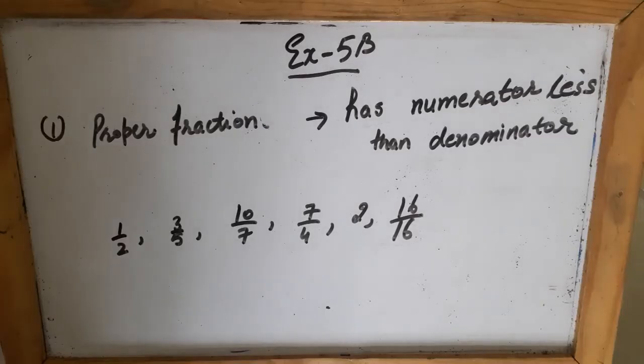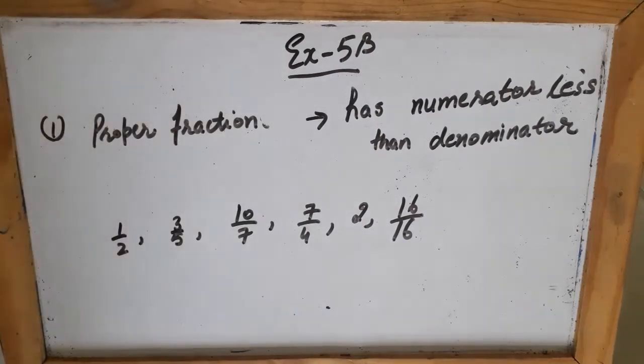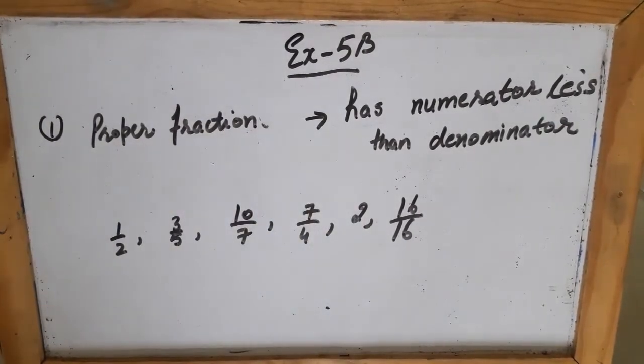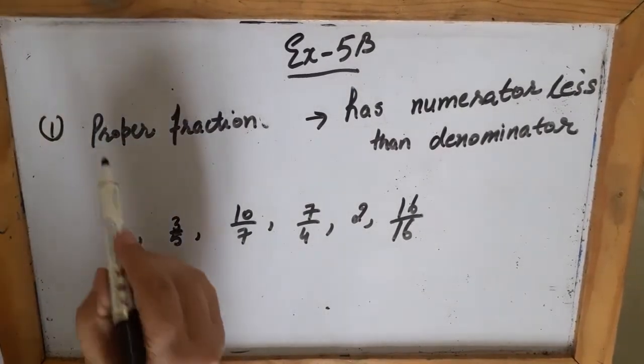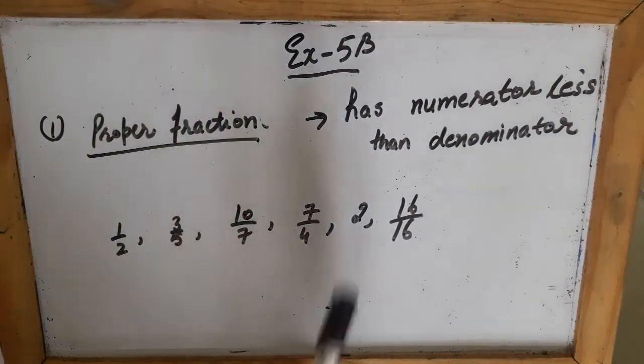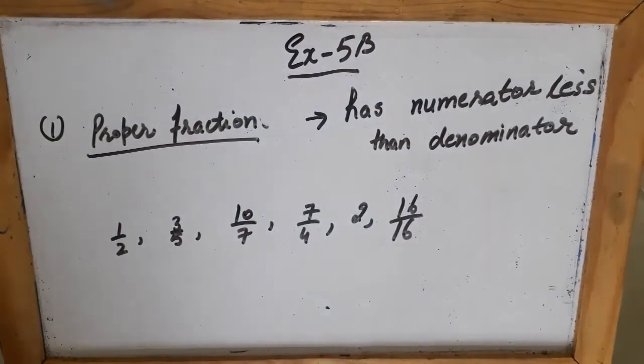Now we come to exercise 5B. In the first question, they have given you some fractions and are asking which of the following are proper fractions. Now what is a proper fraction? A proper fraction is one which has the numerator less than the denominator, where the numerator is smaller than the denominator.